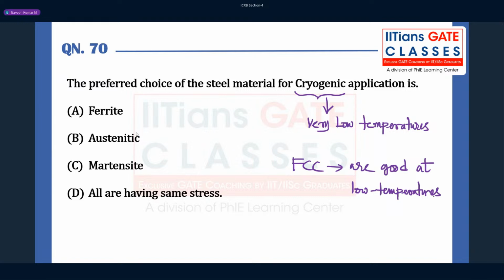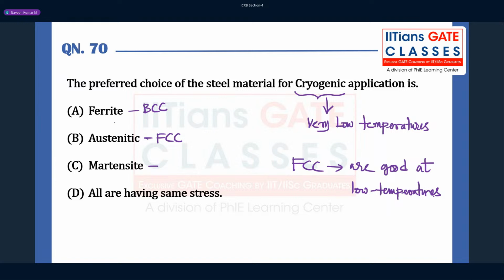So here there are ferrite, austenite, and martensite. Ferrite is BCC, so this is not good. BCC will not maintain its ductility under low temperatures. It will become brittle, and brittleness is not good, so obviously it is not the preferred choice. Austenite is FCC, so this is preferred. And martensite is very hard, one of the hardest forms. Hard means I can assume a fine grain structure. So under low temperatures there may be a chance of brittleness, which will not be a good choice for your cryogenic application.